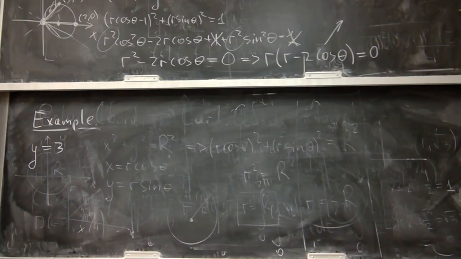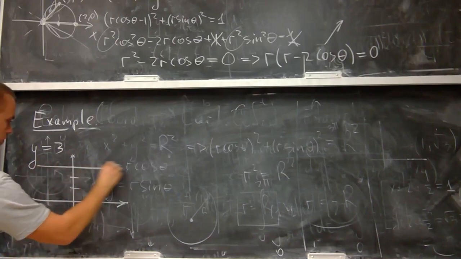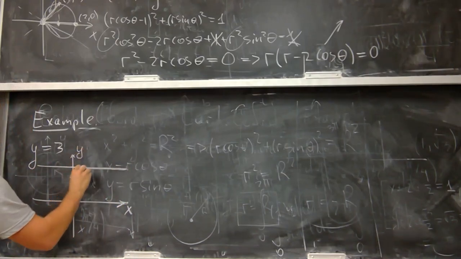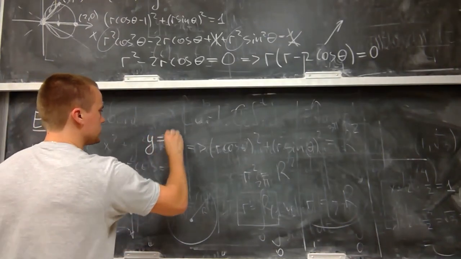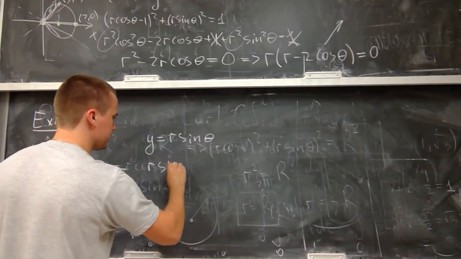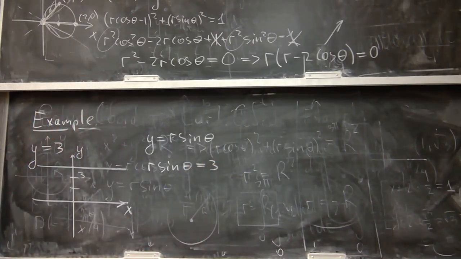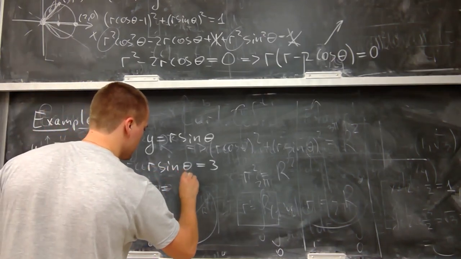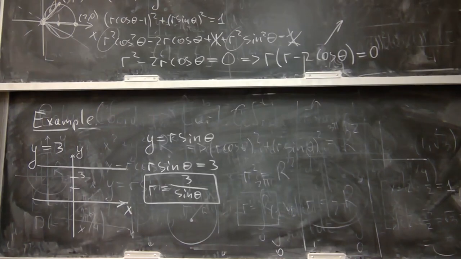So y equals 3 is just a line. The line looks like this: 1, 2, 3 on the positive y-axis. So we have x and y. Let's describe this curve in polar coordinates. I know that y equals r sine theta. So I get r sine theta equals y, but y equals 3, so r sine theta equals 3. If I want to get a function, I want to solve this in terms of theta, so I divide both sides by sine theta. I will get 3 divided by sine theta, and this is the equation for my line.